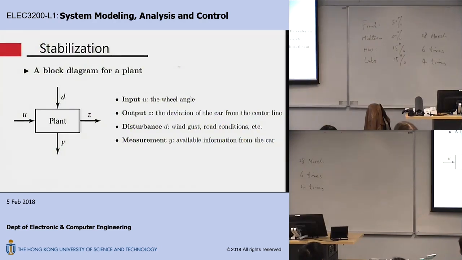So we have plants. That's a car. We often use a block diagram to depict the control system. So in the control system, no matter how complicated, you have those blocks. You have those arrows, these signals, to connect those blocks. So a plant, in the previous example, is the car.